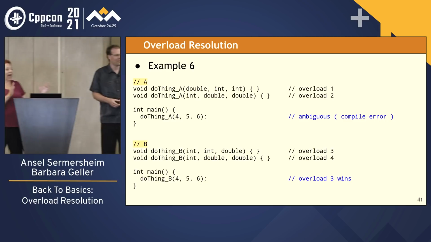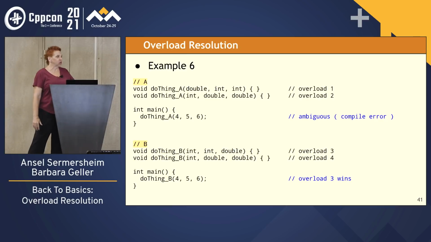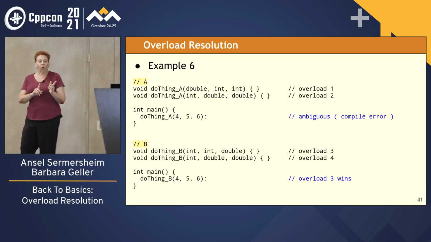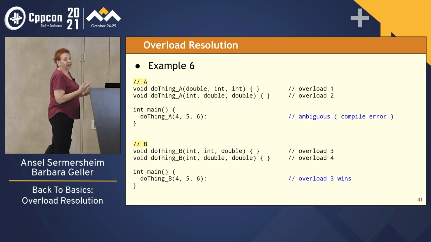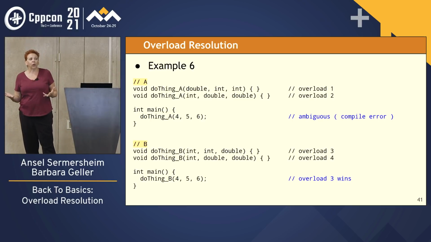The intuitive first approach is that we're counting exact matches or conversions. So the idea is that overload 1 wins twice, and overload 3 wins once. But that's not how the compiler looks at it. It goes across the arguments and tries to decide who wins. And as Ansel was saying, once we get to the second argument, there's no clear winner.